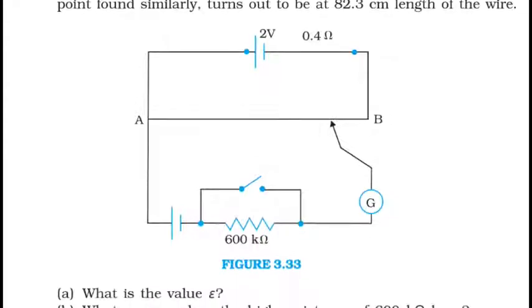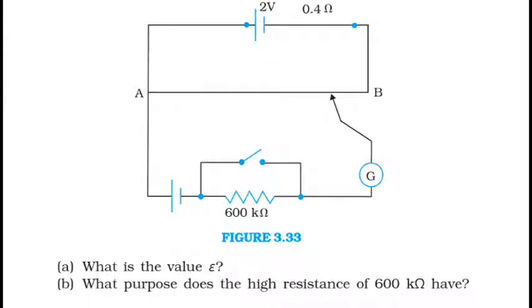Now a few questions have been asked on that. A. What is the value of E? B. What purpose does the high resistance of 600 kilo ohm have? Now let us see the solution.